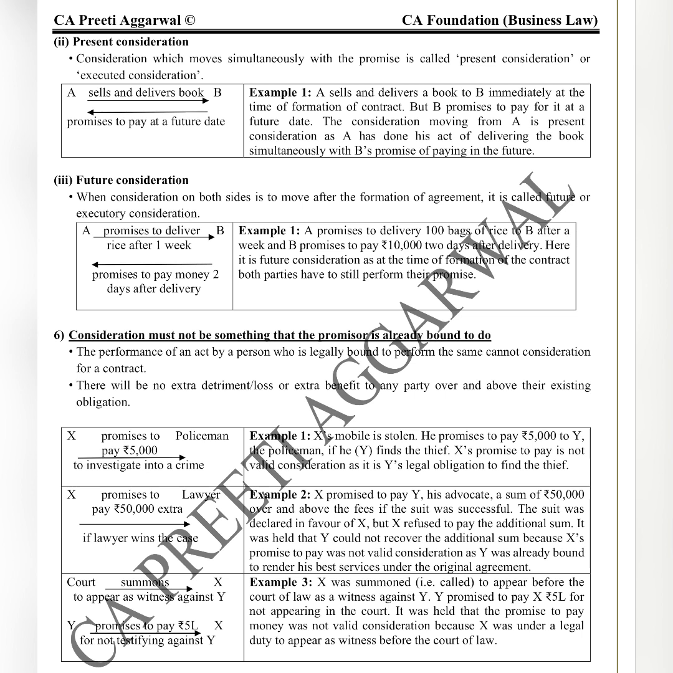What if A delivers the book and B also pays at the same time? Then it is an executed contract. It will not be considered as present consideration. In present consideration, one party has performed his obligation and the other party promises to perform it in the future.